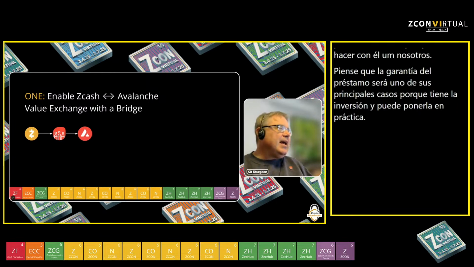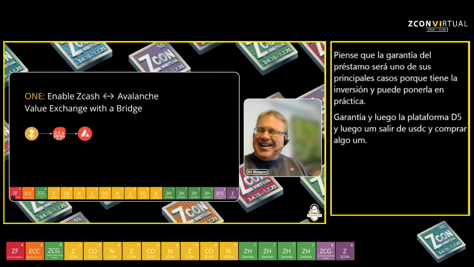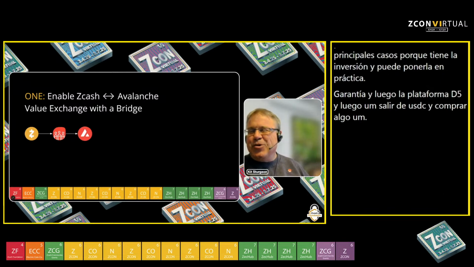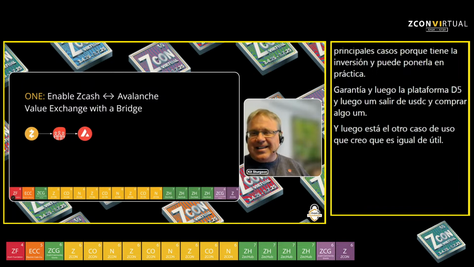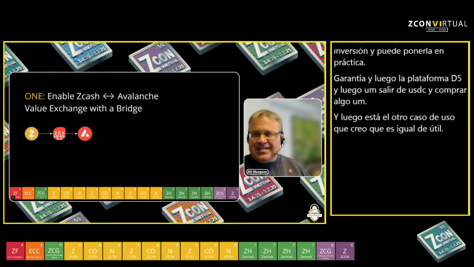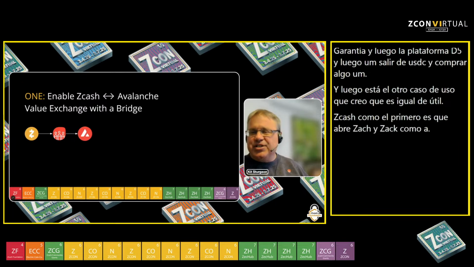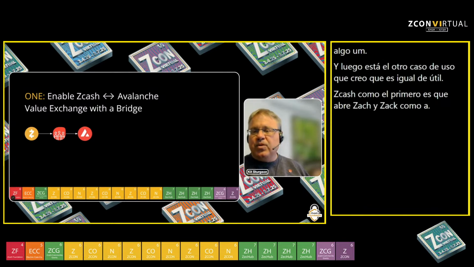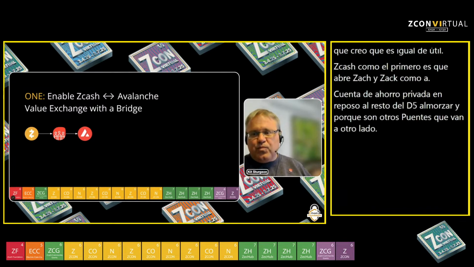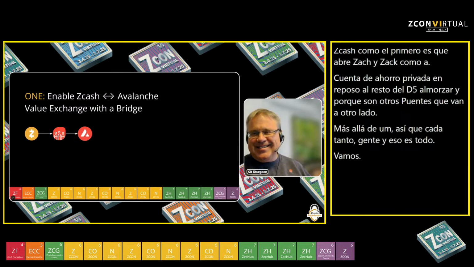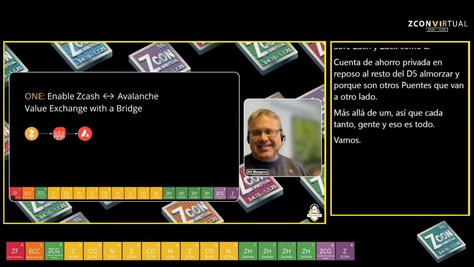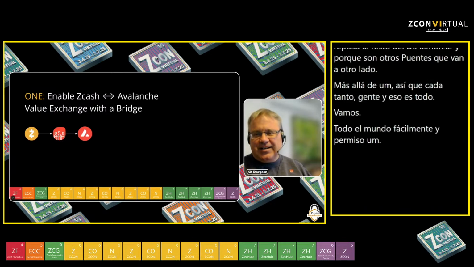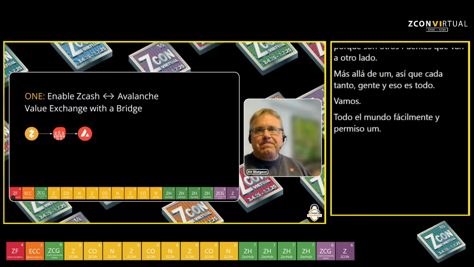And then the other use case, which I think is just as helpful to Zcash as the first, is it opens Zcash and ZEC as a private savings account at rest to the rest of DeFi, Avalanche, and because there are other bridges on Avalanche that go elsewhere beyond. So it lets everyone easily and permissionlessly have a savings account on the Zcash blockchain in ZEC.